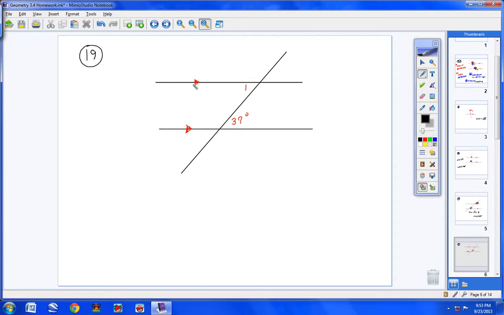Now notice I have two parallel lines cut by a transversal. Here's my two angles, this one and this one. Now notice they're both on the inside, so they're interior angles. Notice they're on different sides of the transversal. One's on the left and one's on the right, so we call that alternate. So we have alternate interior angles, and we learned today that they are congruent. So if this angle is 37 degrees, then the measure of angle 1 also has to be 37 degrees.